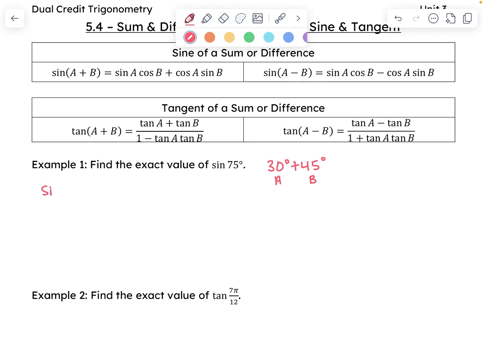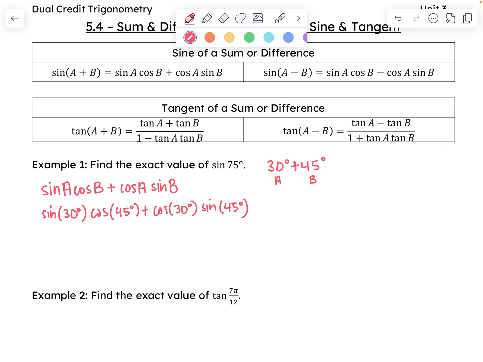So I would have sine of A cosine of B plus cosine of A sine of B. So sine of 30 degrees, cosine of 45 degrees. Let's write that a little nicer. Plus cosine of 30 degrees, sine of 45 degrees.